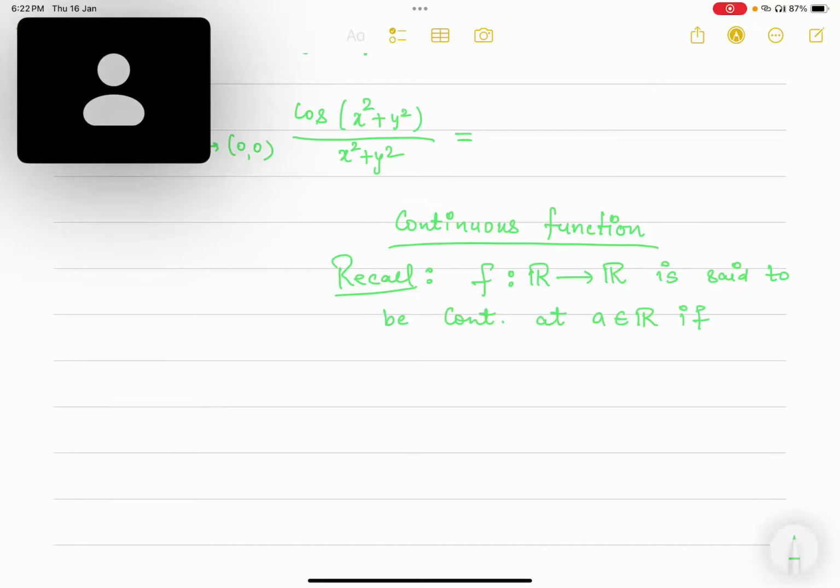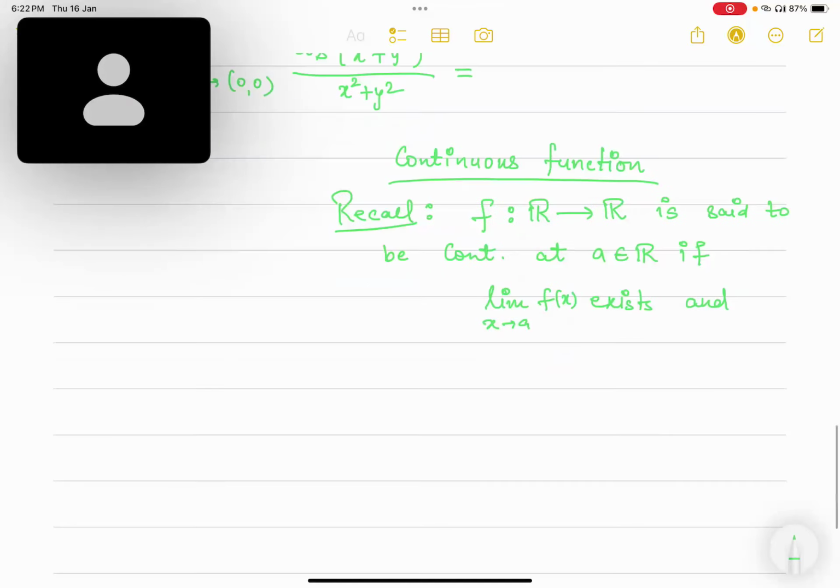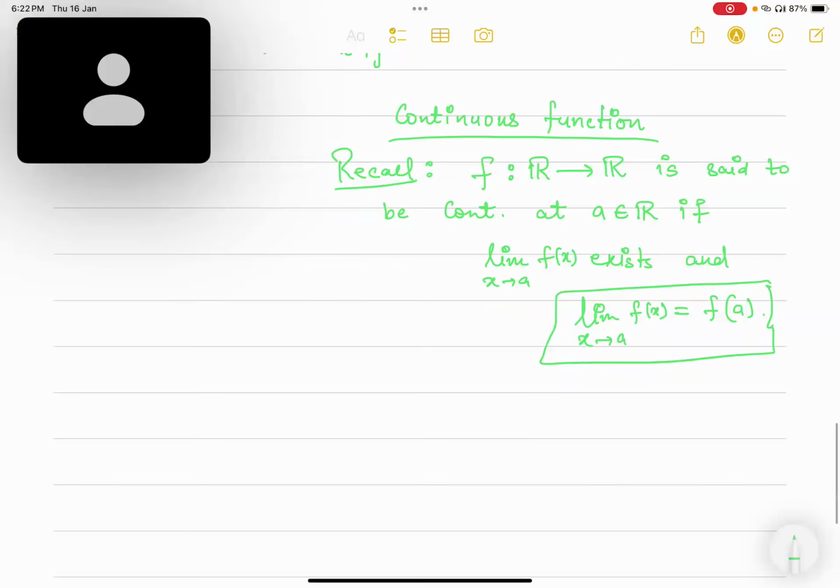if limit x tends to a, f of x exists, and this limit x tends to a, f of x is actually achieved by the function. So this is also true. If this is true, then we say that the function is continuous at that point.